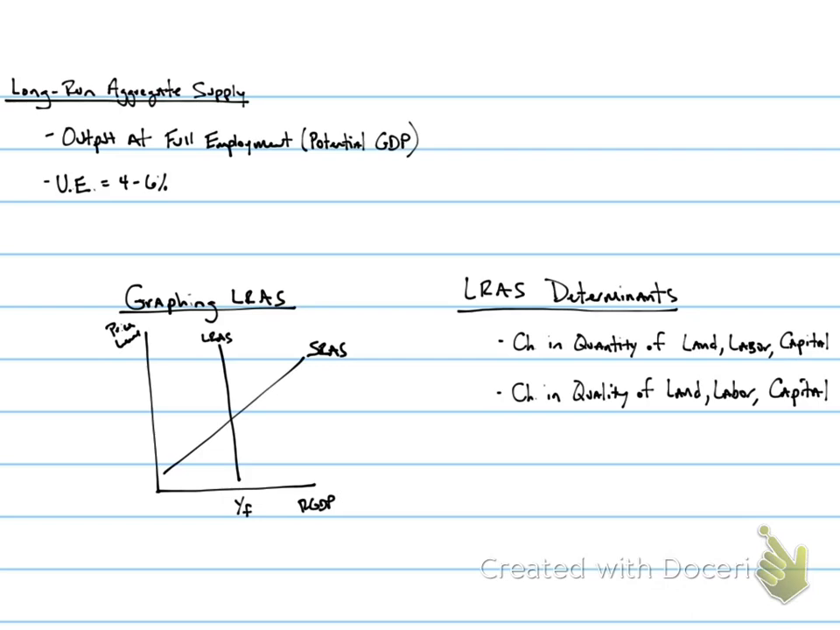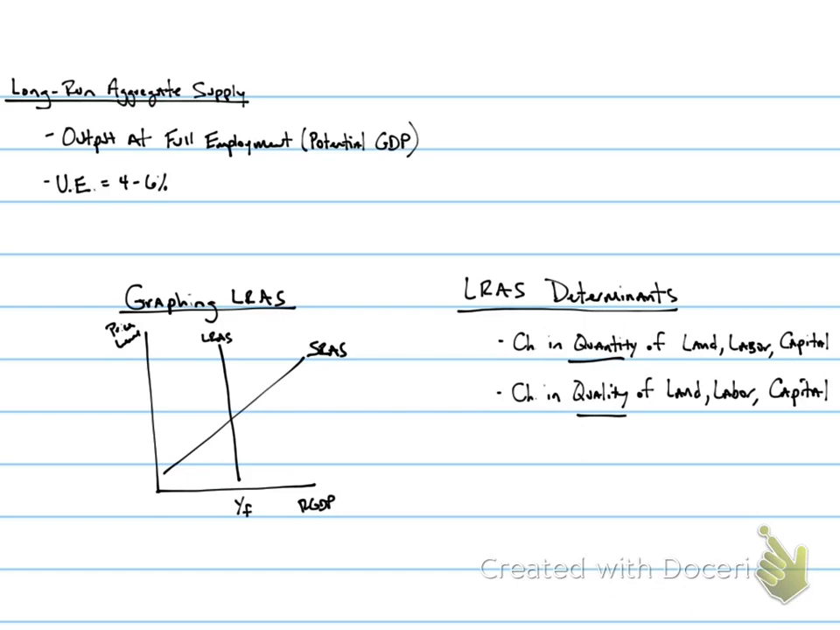So then that leads us lastly to our LRAS determinants. And you can see that the only things that can change the potential output for our economy are a change in resources. And so you can see here that it's a change in the quantity of land, labor, capital, or a change in the quality of land, labor, capital, which really just means that we found a better way to train our workers, or a better type of technology. Things like that are things that lead to an increase in the quality of our land, labor, and capital.